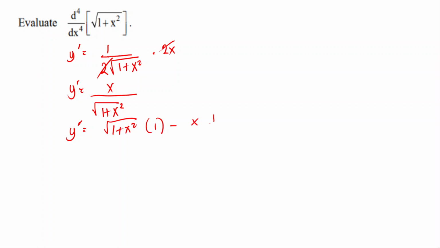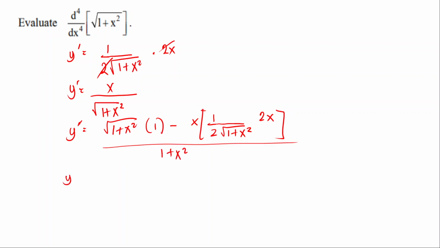Derive natin to, this is 1/2. 1 plus x squared. Okay. Tapos derive natin yung nasa loob, this is 2x. Okay. Ayan. And then, square natin yung nasa baba, that is 1 plus x squared. So, si y prime prime ay equivalent sa 1 plus x squared minus x squared, kasi magka-cancel to, over 1 plus x squared. 1 plus x squared, simplify natin pa.